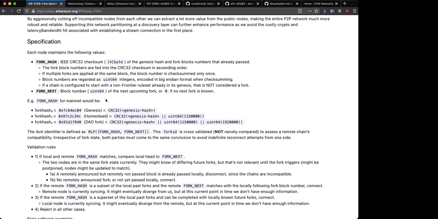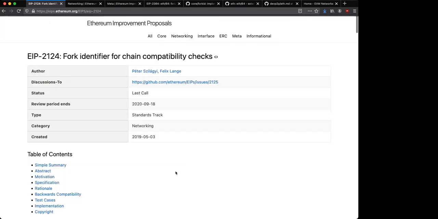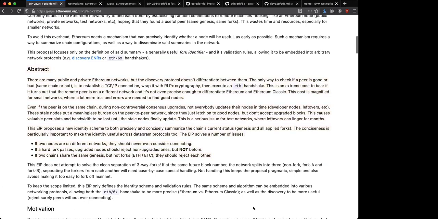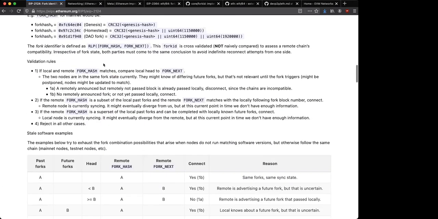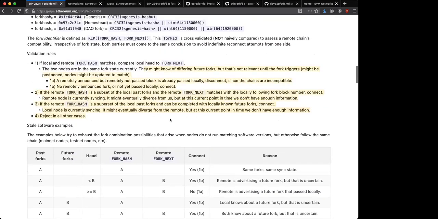This mechanism is an optimization that we implemented a long time ago to make sure that invalid connections between nodes do not happen. And what I can say is that this EIP has turned out to be very useful, because with every fork that happened since then, it has prevented these useless connections from happening. So to this day, this even continues to work. It's not just for the DAO fork.